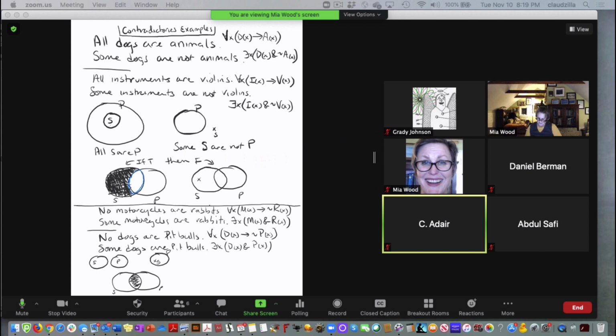Right? So the shading that I'm working on right now for the universal negative, it's as if the two S and P circles are split the way they were in my initial diagram. Right? It's like that up there. Where do you suppose the X is going to go on the existential affirmative?